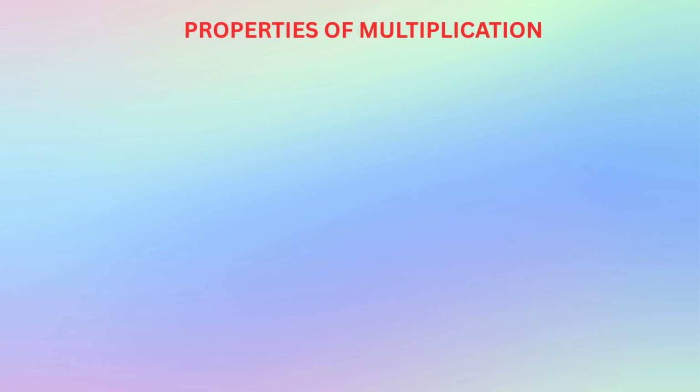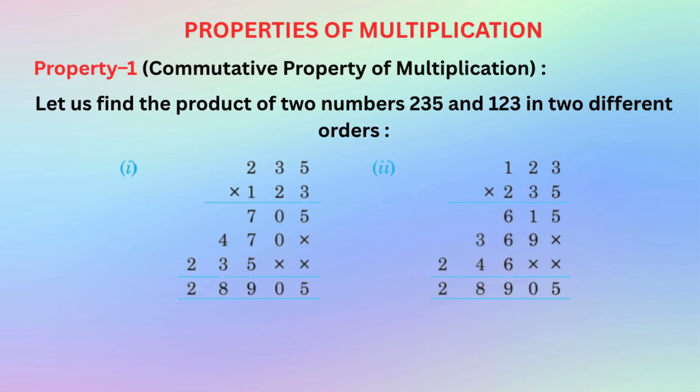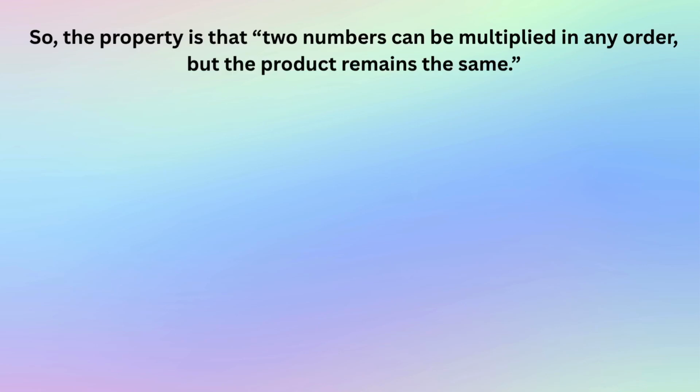Properties of multiplication. Property 1. Commutative property of multiplication. Let us find the product of two numbers 235 and 123 in two different orders. Thus, we see that 235 times 123 equals 123 times 235. So, the property is that two numbers can be multiplied in any order, but the product remains the same.